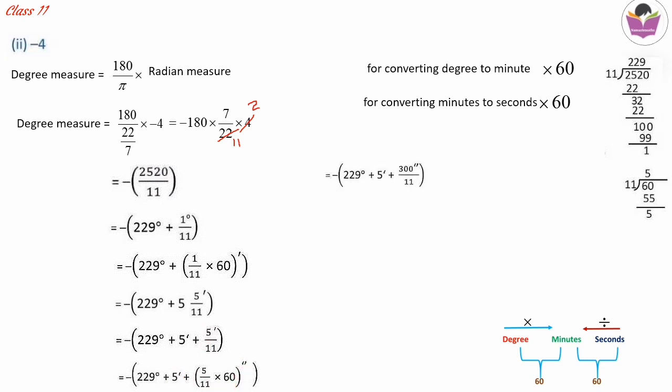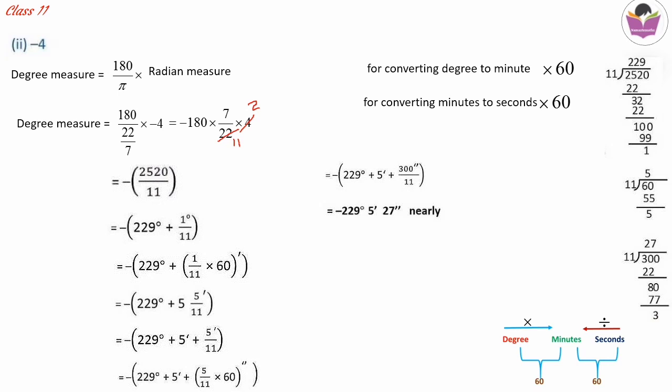Now what we have to do is minus of 229 plus 5 minutes plus, here also cancellation not possible, so just to multiply 5 into 60, that is 300 by 11 seconds. Next just to divide 300 by 11. First two numbers 30, 2 into 11 is 22, the difference is 8, bring that 0 down, so 80 will be coming. 7 times will be going with 11, 11 7s are 77, remainder is 3.